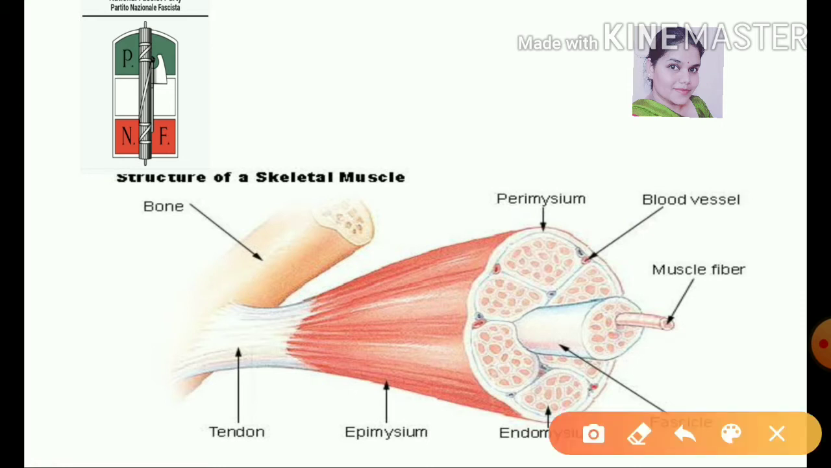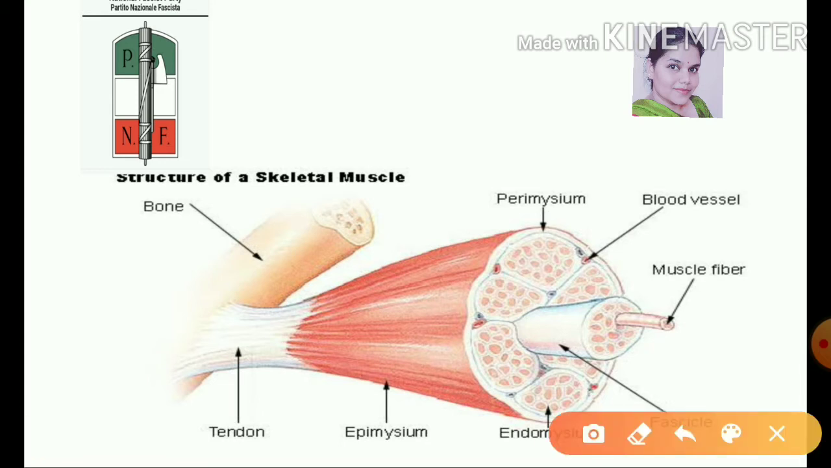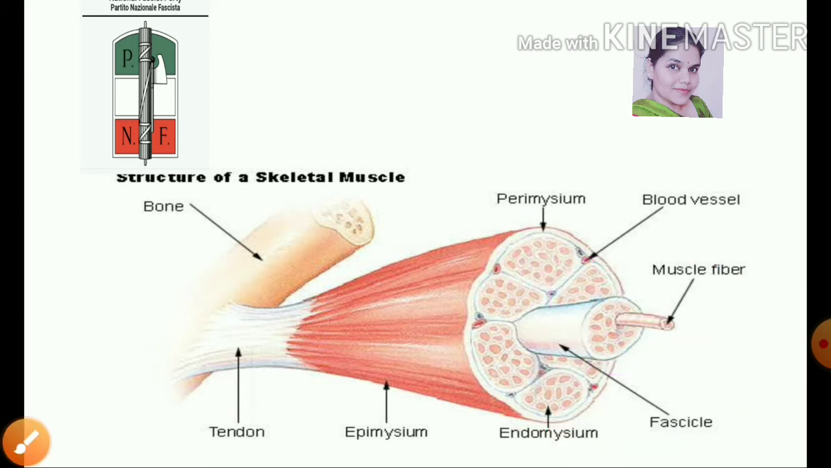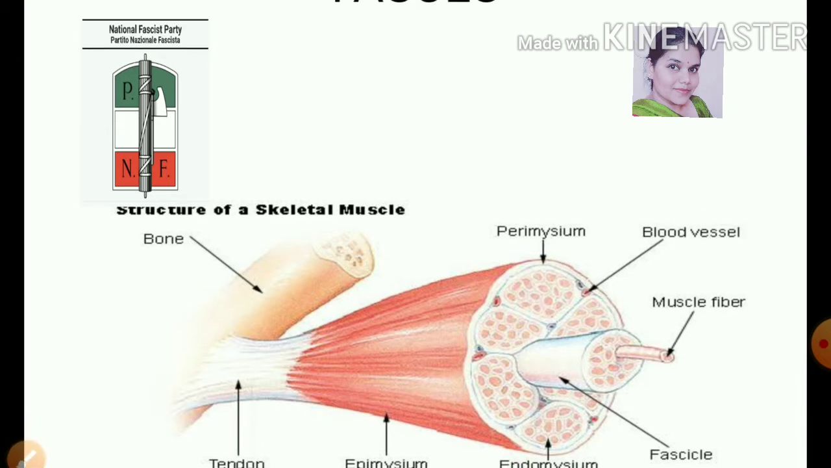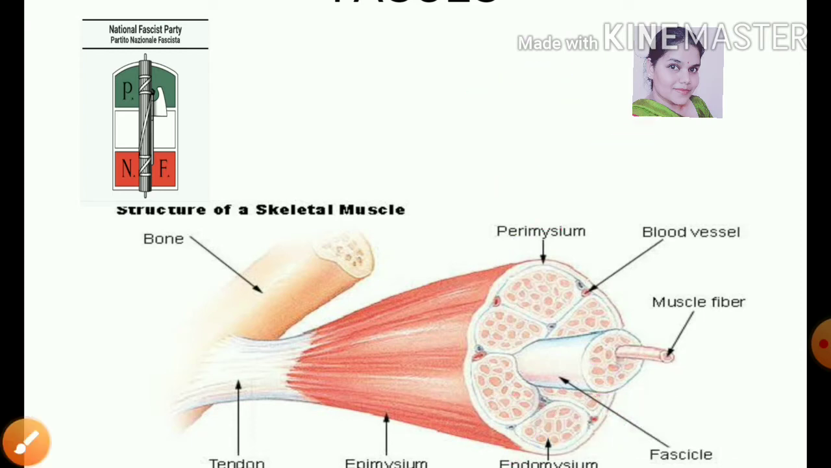In this diagram we can see the structure of skeletal muscle in animals. There is a muscle fiber protruding here, and similar muscle fibers form a bundle. Similar bundles are present in this structure, and such a bundle is called a fascicle. How many fascicles are there? There are 1, 2, 3, 4, 5, 6, 7. So there are seven such fascicles, meaning bundles.